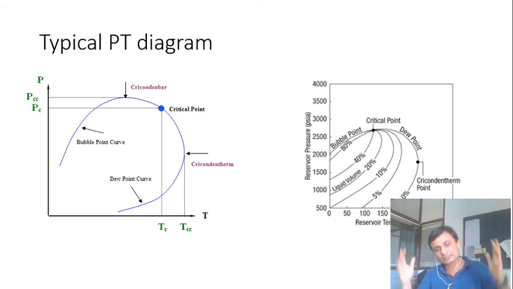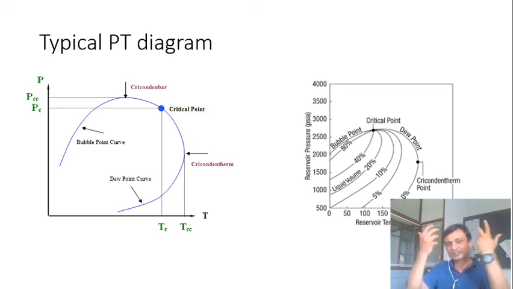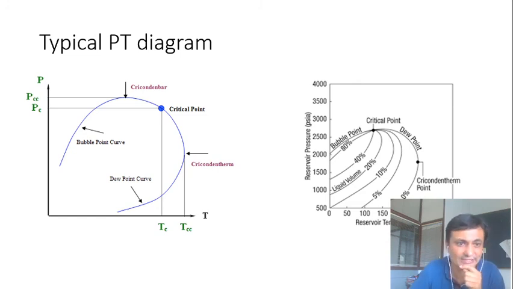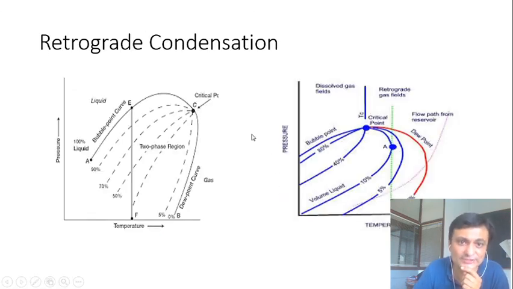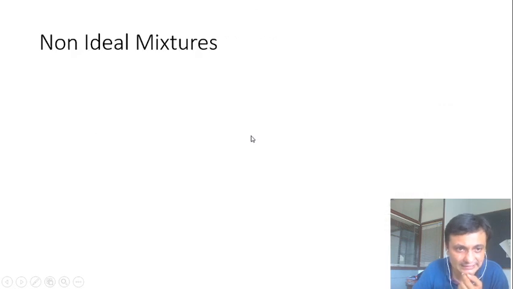This kind of phenomenon takes place in the earth's crust. While we are exploring petroleum, this kind of phenomenon will take place. However, our common industrial processes are far away from the critical region, and they don't show this kind of inversion in condensation. So this is something which we are going to discuss at length, and then maybe, if time permits, we'll discuss non-ideal issues. Thank you.